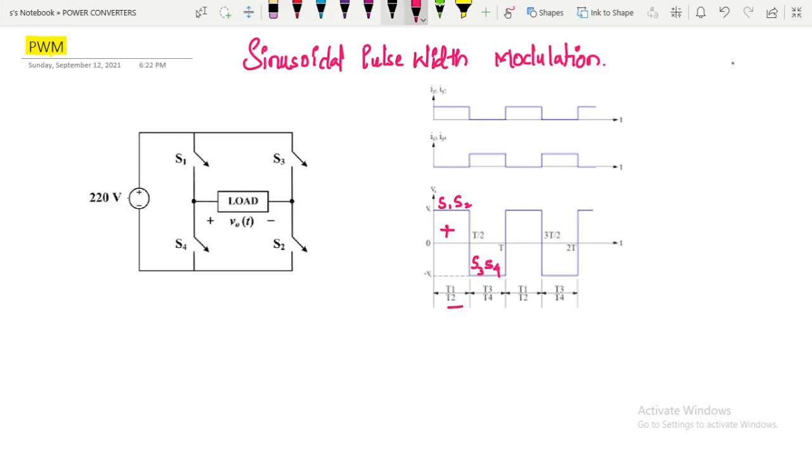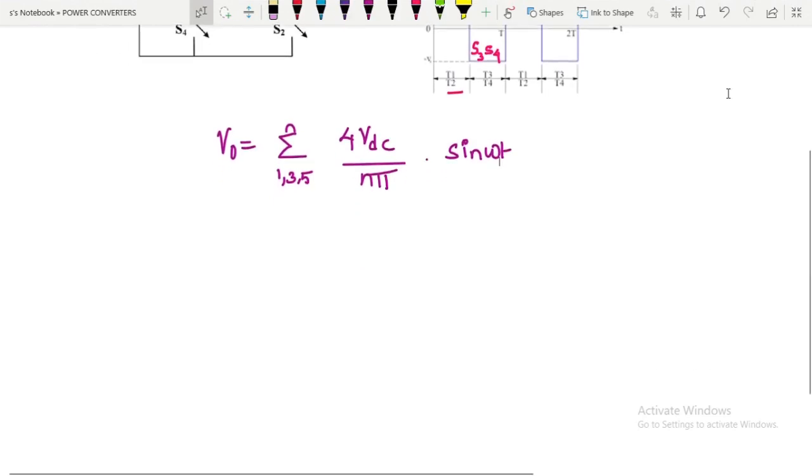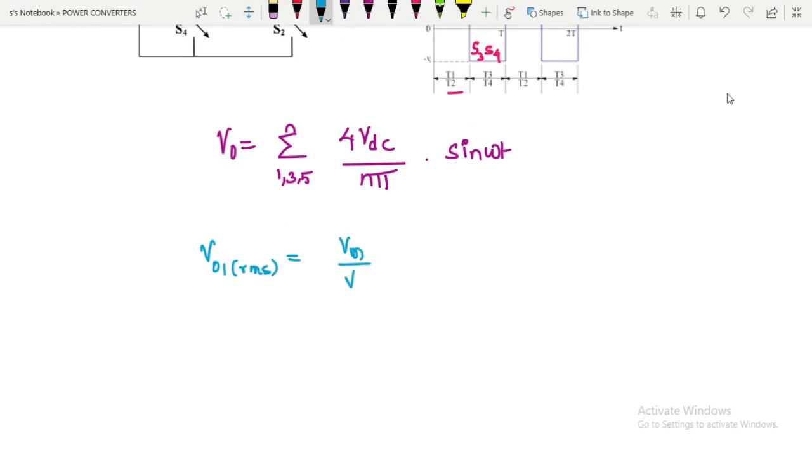But coming to the AC output voltage expression, we have V0 equal to summation over n = 1, 3, 5 up to infinity of 4 VDC by n pi into sin n omega t. So this was the expression for the single phase full bridge inverter, right? So coming to the fundamental RMS, V01 RMS, that was something like Vm by root 2, right? Vm was 4 VDC by 1 into pi, because fundamental n equal to 1, into root 2. So this was the fundamental RMS output voltage.